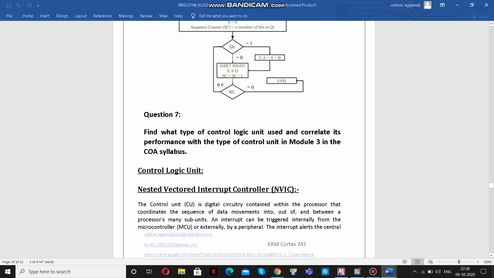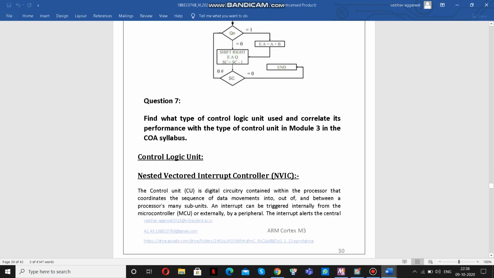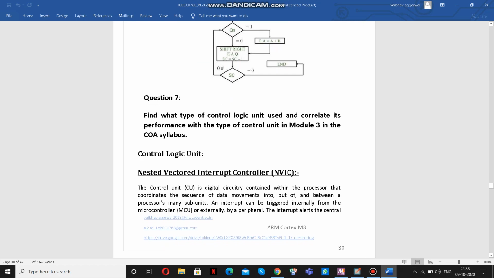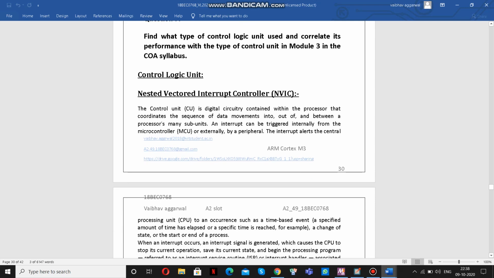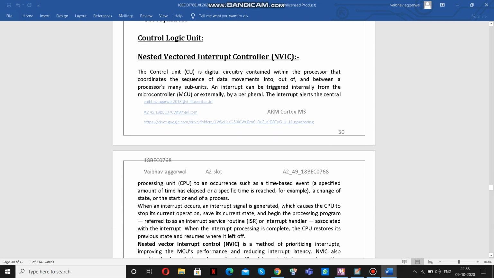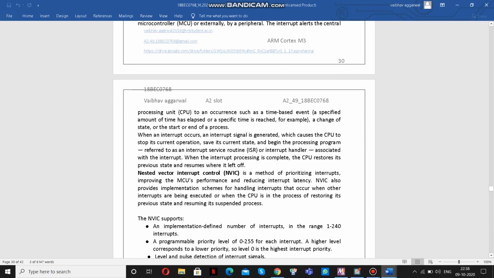What type of control logic and how to correlate its performance? The whole control logic unit has been explained here by me. You can have a look at the same.